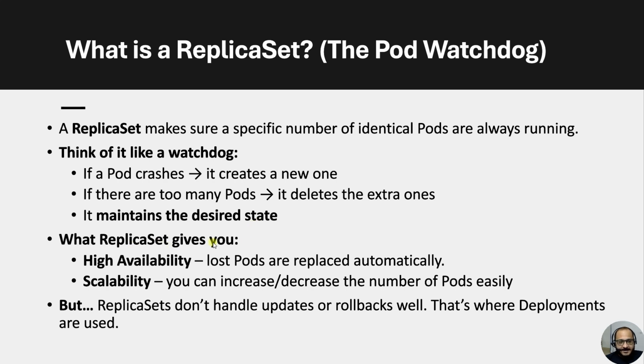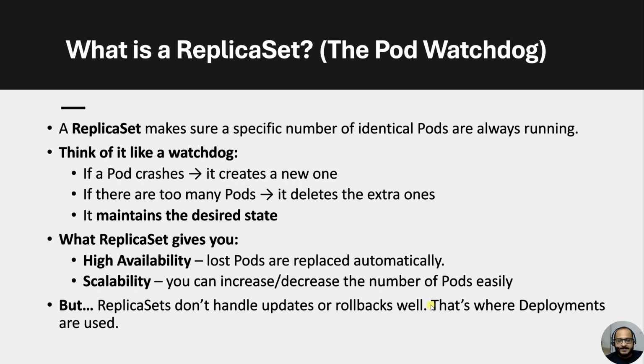What do replica sets give you? High availability, because if something goes wrong with a single pod, it will automatically create a replacement pod for it, so it is highly available. And scalability: you can increase or decrease the number of pods easily. What replica sets don't handle are updates or rollbacks. That's where deployments are used.